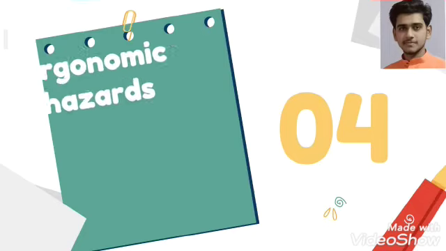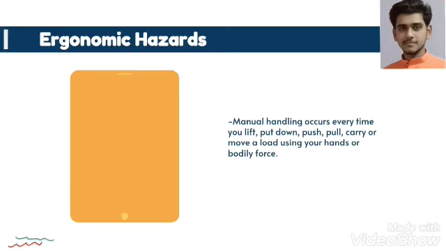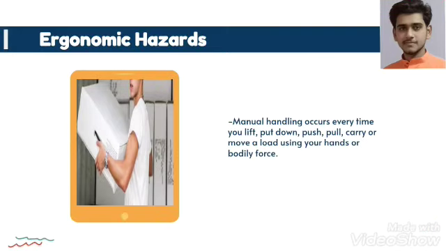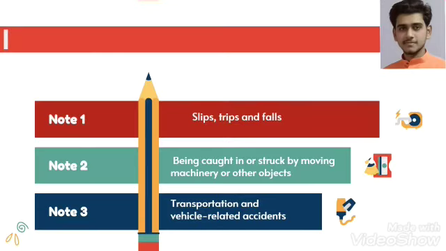Next is ergonomic hazards. Manual handling is an example. Manual handling occurs every time you lift, put down, or move a load using your hands or bodily force. Poor manual handling techniques can have serious consequences unless employees are appropriately trained in their duties. These include long-term damage to the individual's musculoskeletal system and mental health.